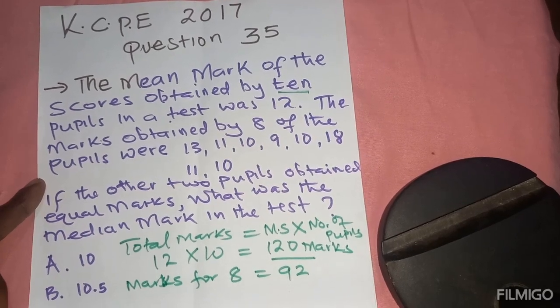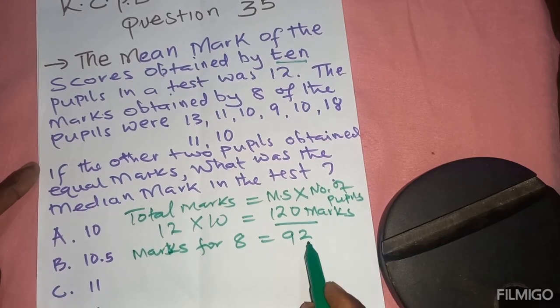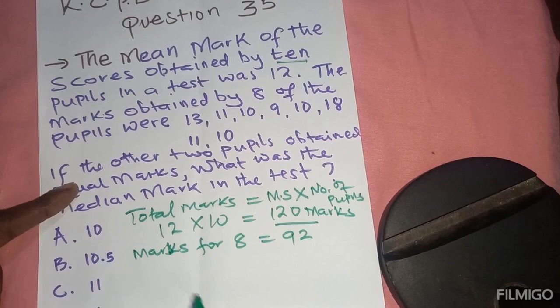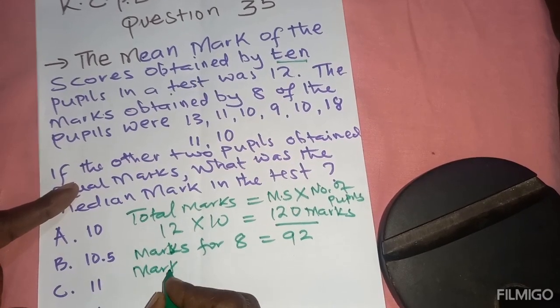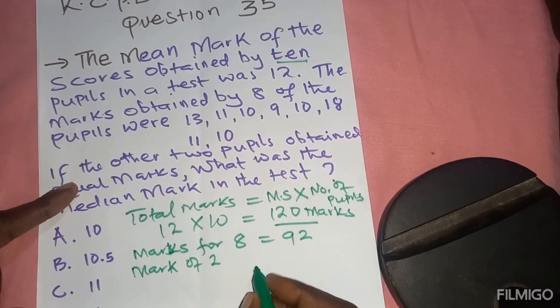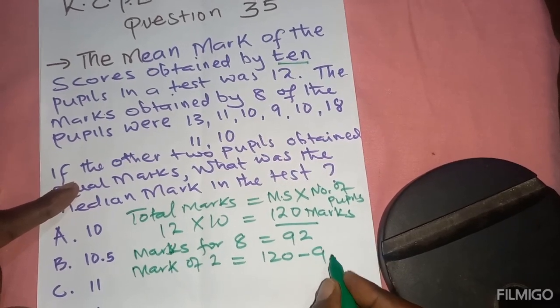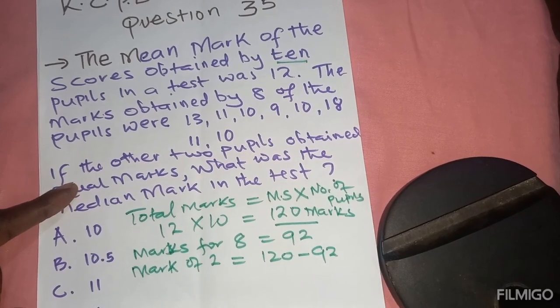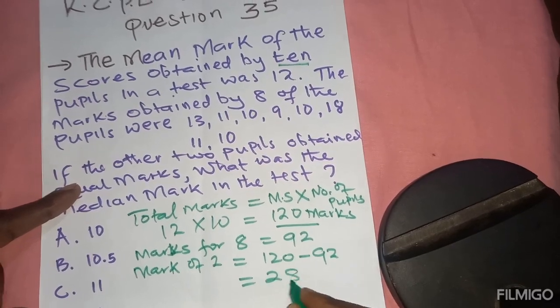Okay, so from there we find the difference. We subtract 92 from the total to get the marks of the remaining 2 pupils. So we say marks of the 2 pupils remaining is equal to 120 minus 92. When you subtract here, you get 28.